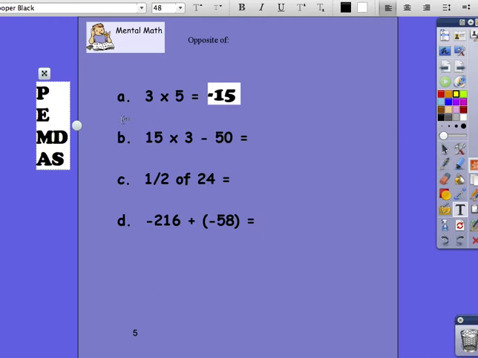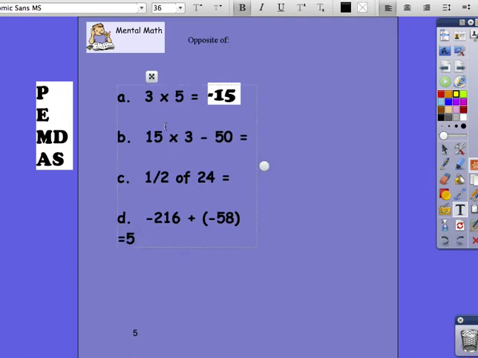So if we take a look at this, we have no parentheses, we have no exponents, so we have to do our multiplication and division. So 15 times 3, which is going to give us 45. Okay, so now we have 45 minus 50 remaining.